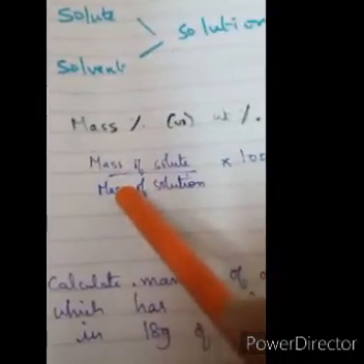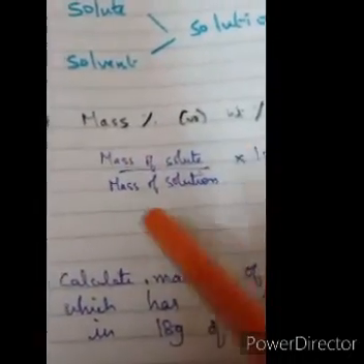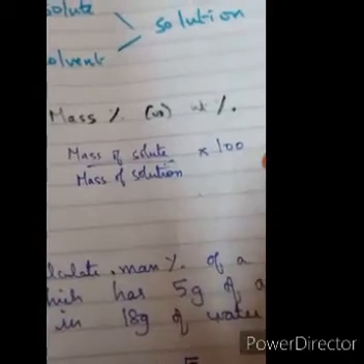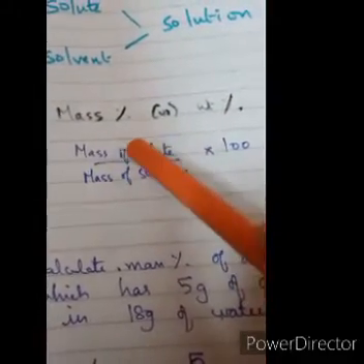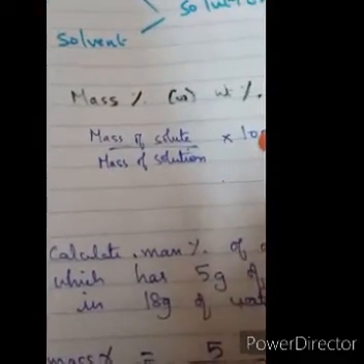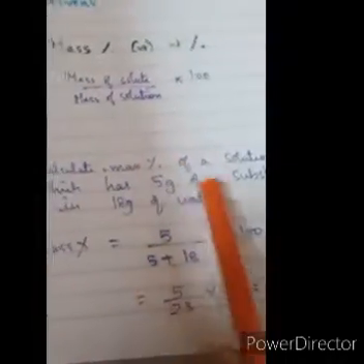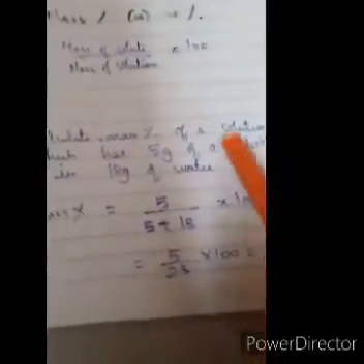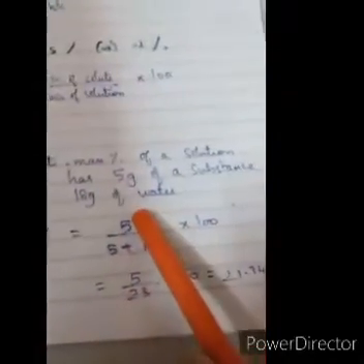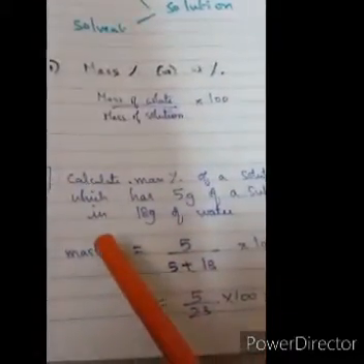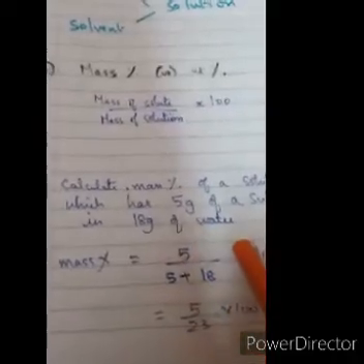So the first method is the mass percentage. So mass percent is nothing but mass of solute by mass of the solution into 100. It is called mass percentage or weight percentage. Now let us see a simple problem. Calculate the mass percentage of a solution which has 5 grams of a substance in 18 grams of water.